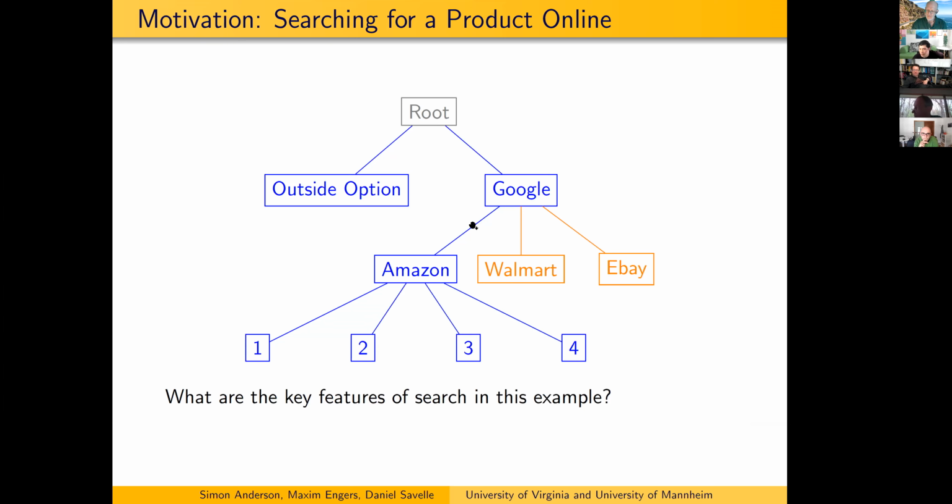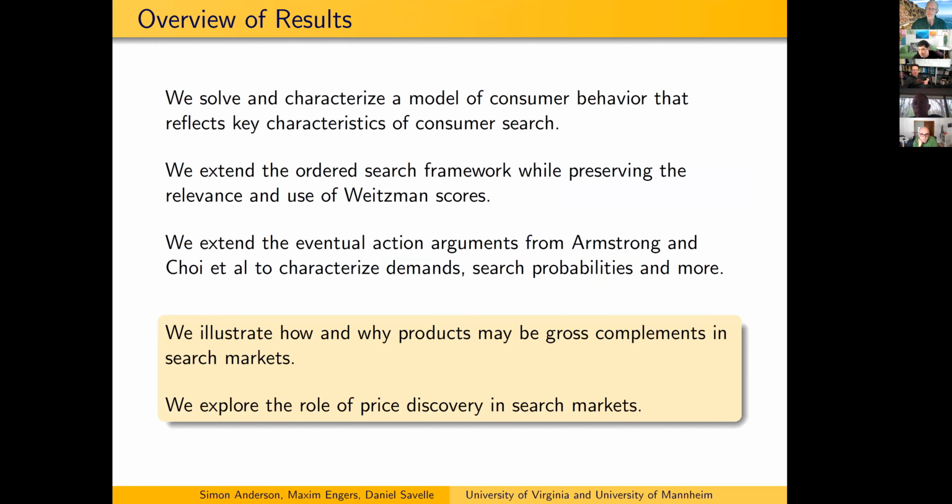But it's more that when you go to Google, you can learn something about Amazon, Walmart, and eBay. What you learn about Amazon, Walmart, and eBay could be correlated. You could learn good things about Amazon, bad things about Walmart, and good things about eBay. There can be a lot of richness. But once you go to Amazon, you cannot learn about Walmart in our model. Now, it's worth saying that that is to preserve Weitzman scores.